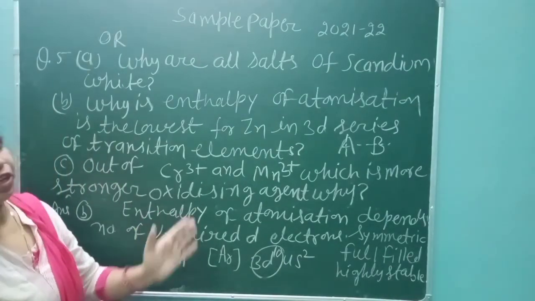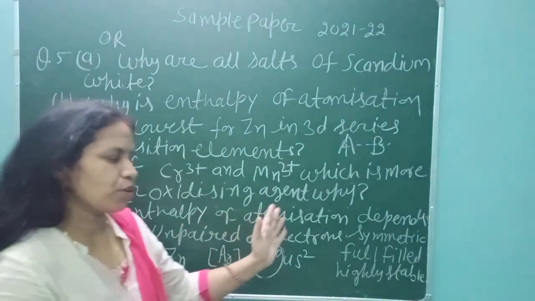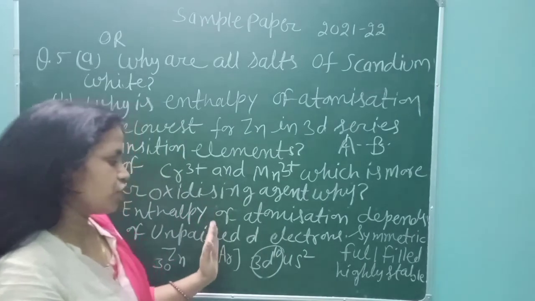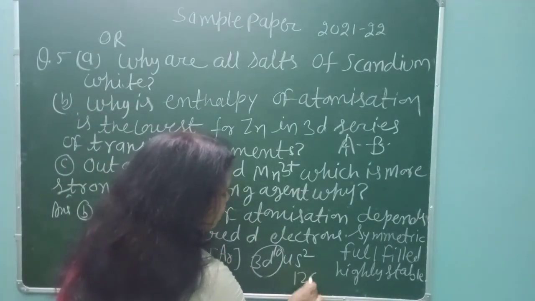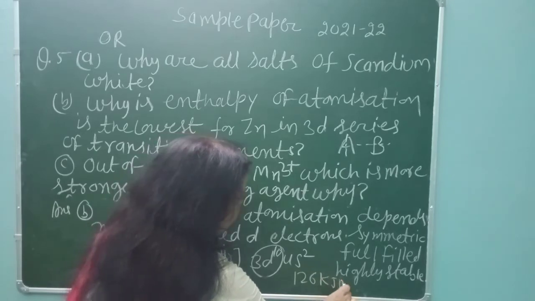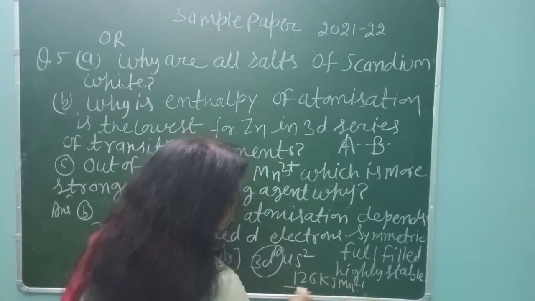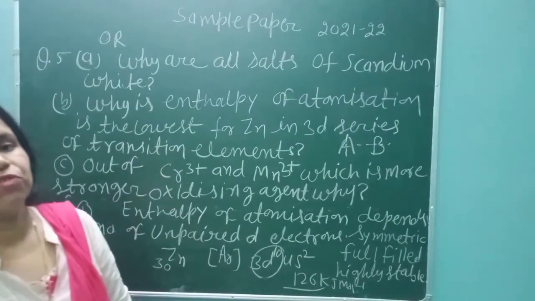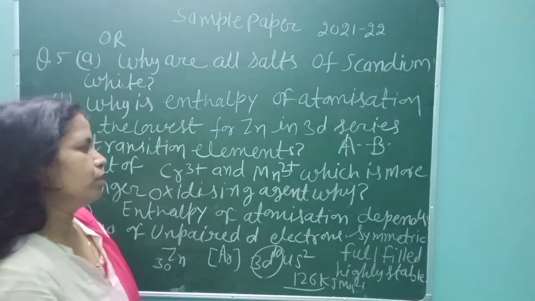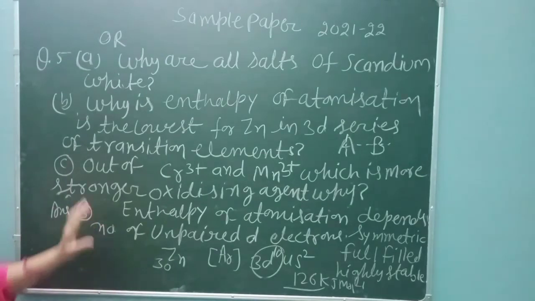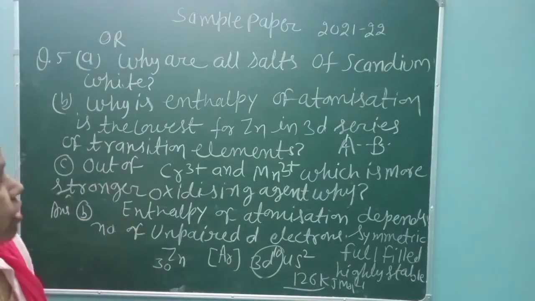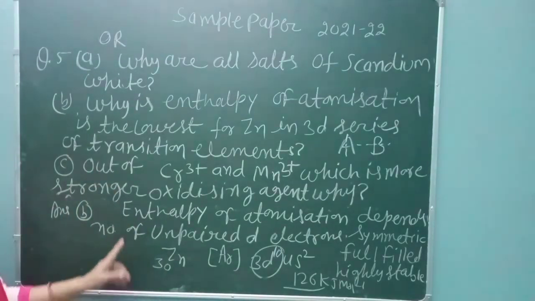So enthalpy of atomization depends on the number of unpaired d electrons, but in the case of zinc it is lowest, approximately 126 kJ mol inverse. So the atomization energy for zinc is 126, a very low value, the lowest in the 3d series. Now the next question. So write down this question and the answer of the B part.